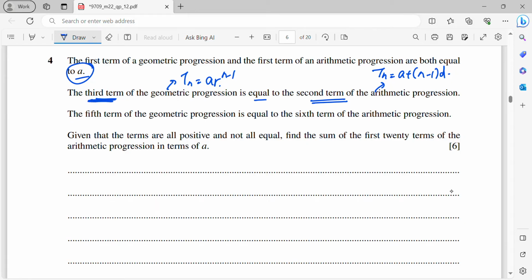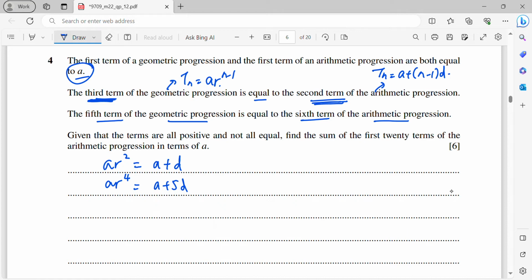So now when third term, that means T3, then I will get ar squared, right? Because your n is 3, equals to second term of the arithmetic progression. So you will be getting a plus 1d because your n now is 2, sorry, is 2. Okay, so now from here, you get this equation. I leave it first. Now the fifth term of geometric progression means that ar to the power 4 equals to sixth term of arithmetic progression, which is a plus 5d.